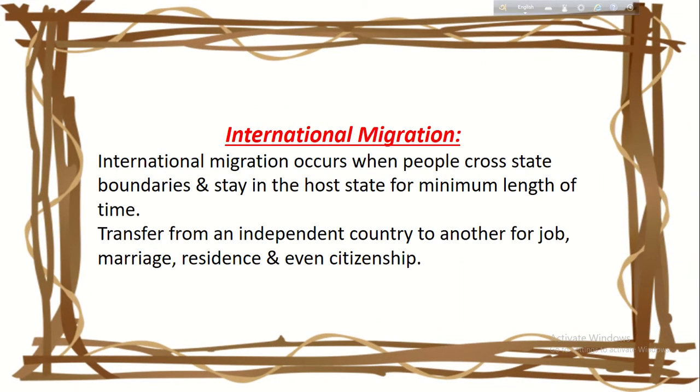Now follow international migration. International migration occurs when people cross state boundaries and stay in the host state for a minimum length of time. So we can say transfer from one independent country to another for job, marriage, residence and even citizenship. So if migration takes place within the country, the total population does not increase or decrease. But if migration takes place from one country to another country, then the total population will change.